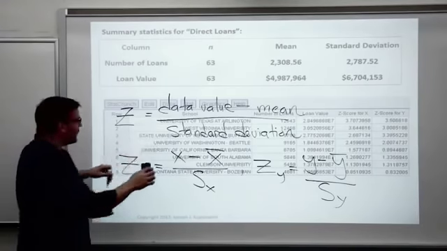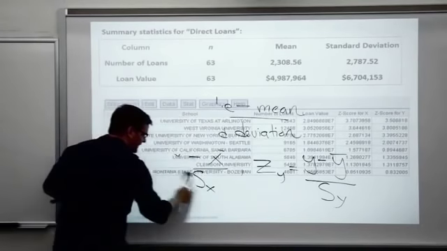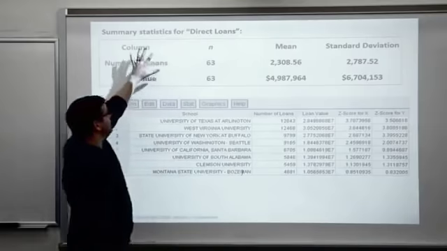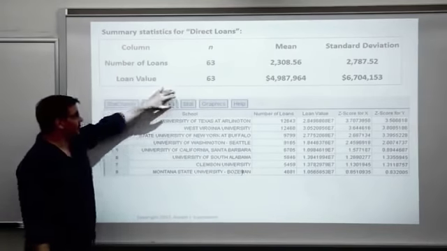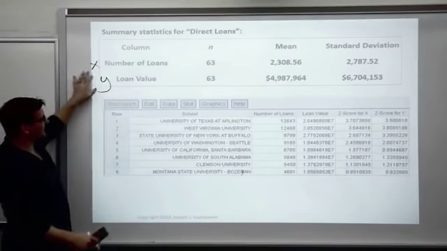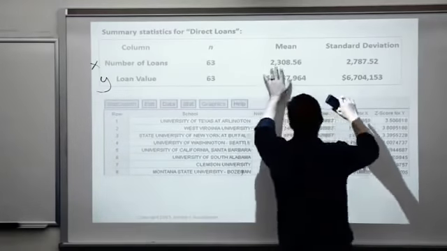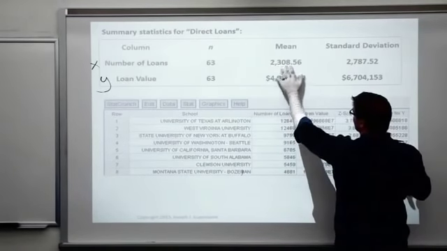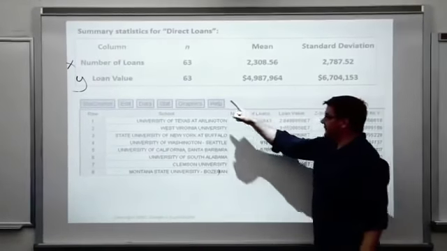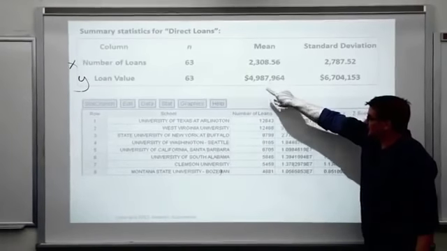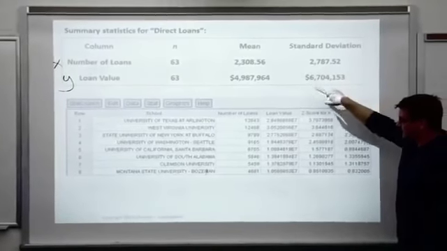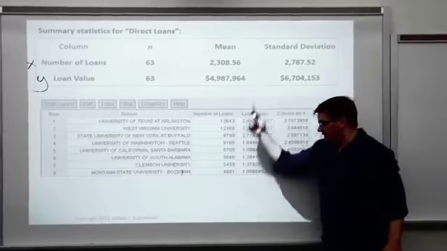You've got the data in the note packet plus the summary statistics. Let's think about doing this by hand, even though we won't. For the direct loans example, we had 63 schools and two variables. Loan value was y, number of loans was x. On average, schools granted 2,308 loans with a standard deviation of 2,787. On average, schools granted in dollar values just a hair under $5 million, with a standard deviation of about 6.7 million. Here's the data set.